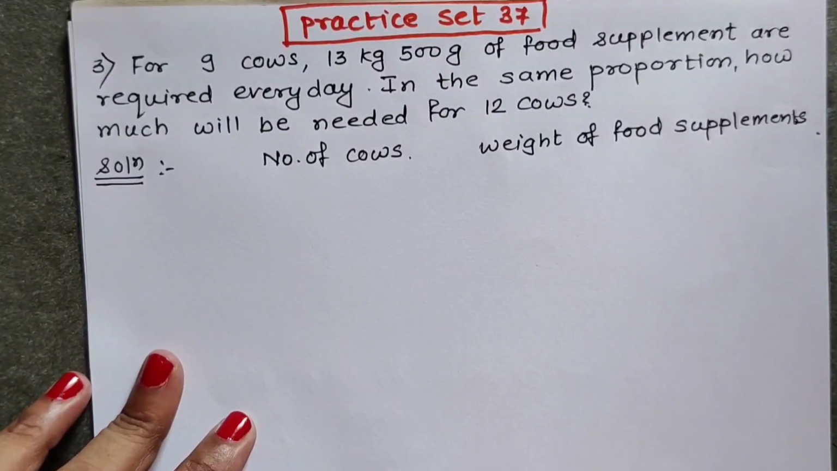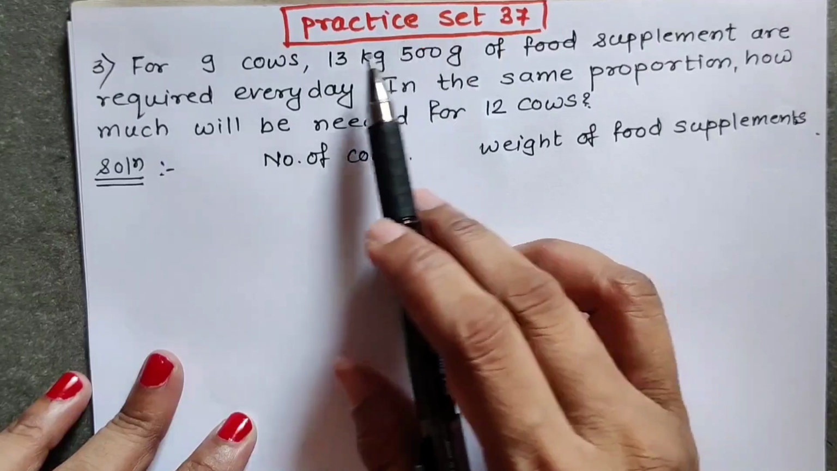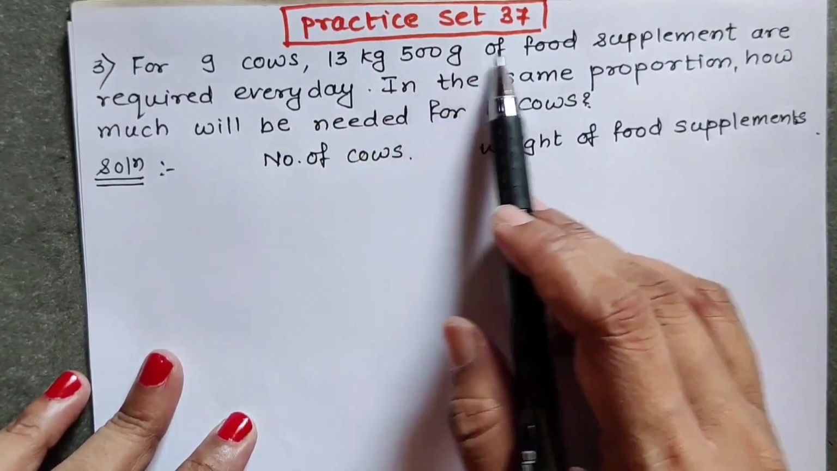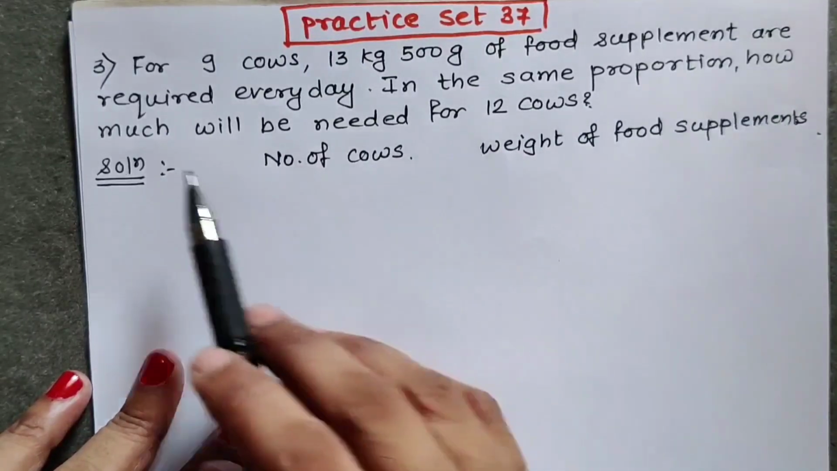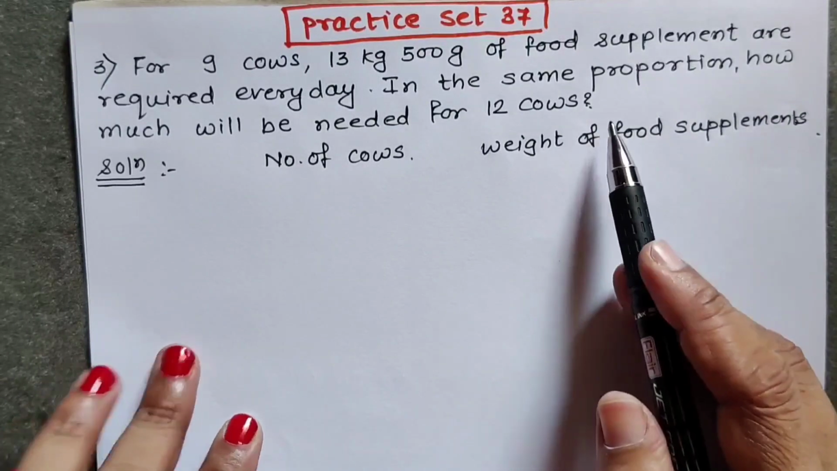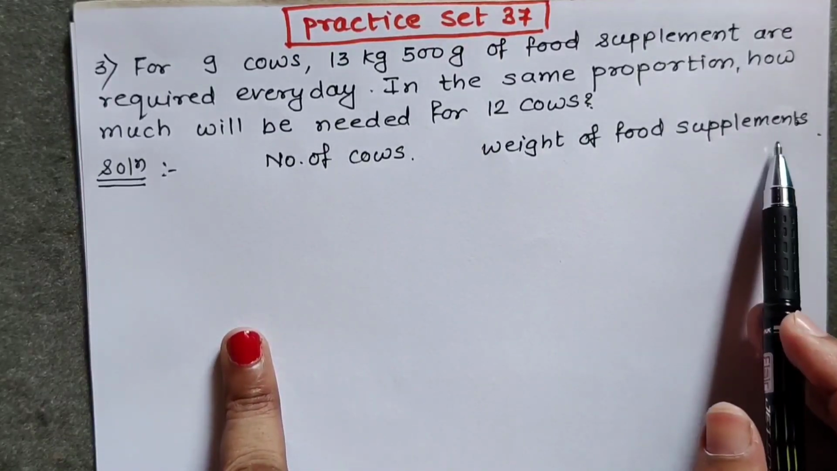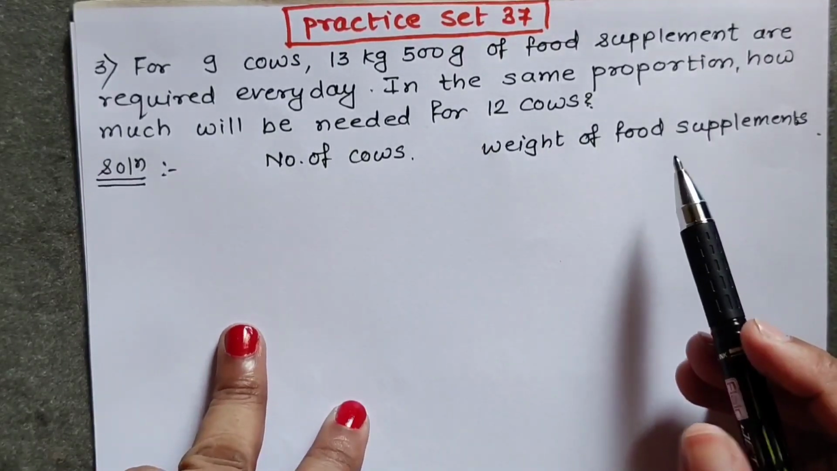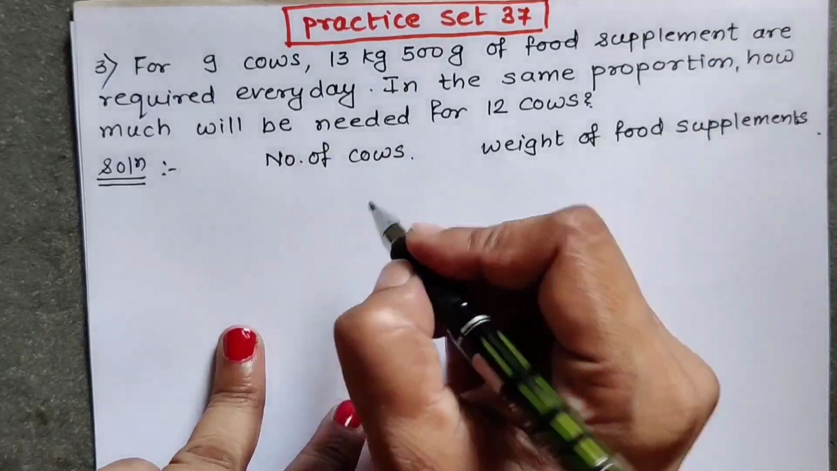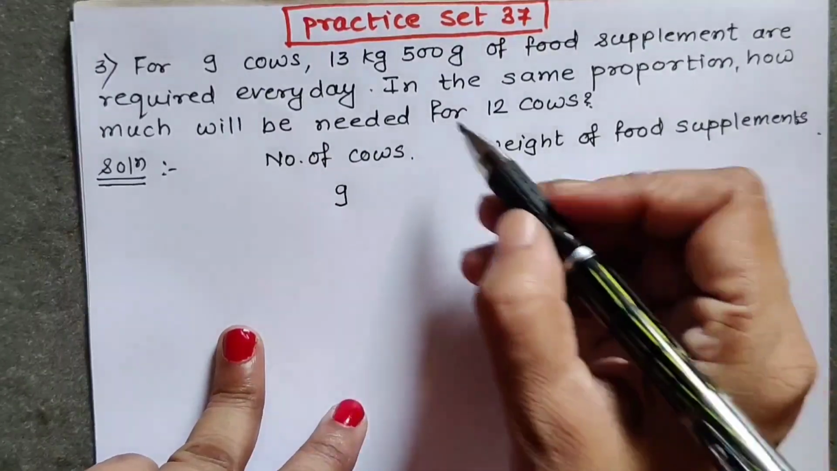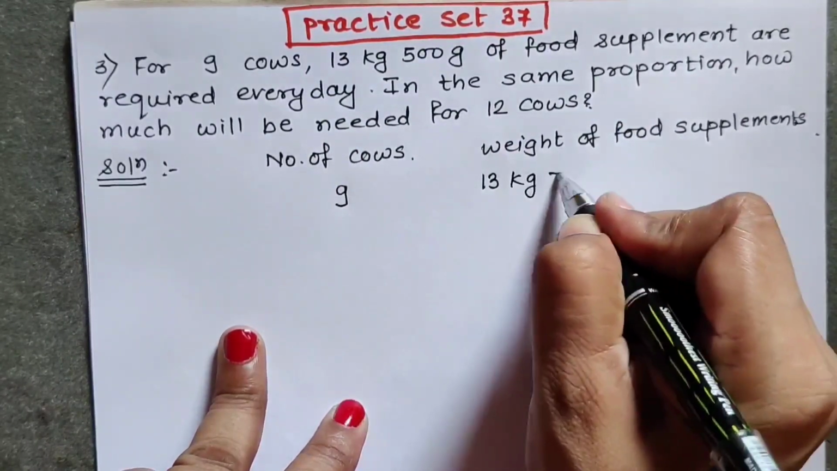Now let's see the third question. For 9 cows, 13 kg 500 g, that means 13 kilogram and 500 gram of food supplements are required every day. In the same proportion, how much will be needed for 12 cows? So this is an example about number of cows and weight of food supplements. We have to check the proportion between these two quantities, number of cows and weight. So when the number of cows is 9, the weight of food supplement is 13 kg 500 g.